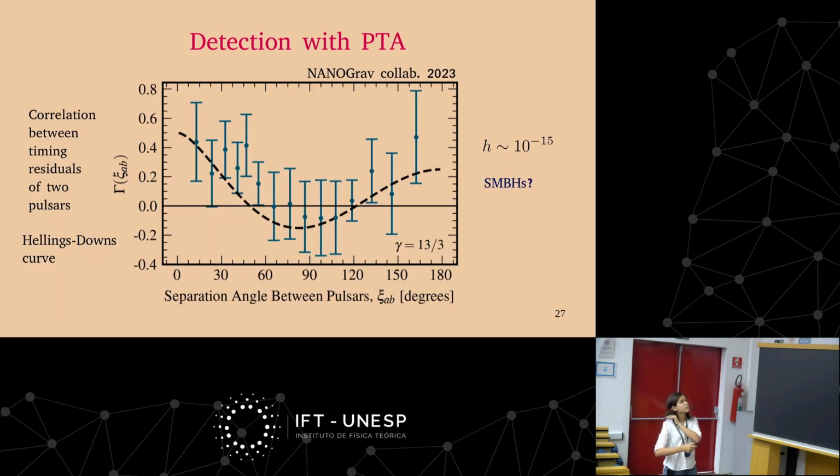So if you do this computation, you can show that the correlation between the timing residuals of all the pulsars that are separated by a fixed angle in the sky is this dashed curve, which is called the Hellings-Downs curve. And these error bars here are the detection. So it doesn't seem very good with this picture.